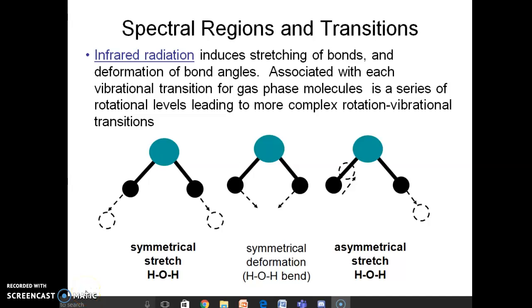Hello everyone. Today I will discuss some of the aspects of vibrational spectroscopy. So, spectral regions and transitions.